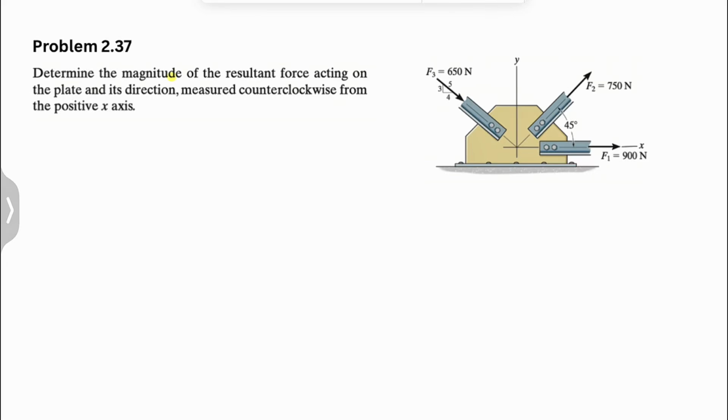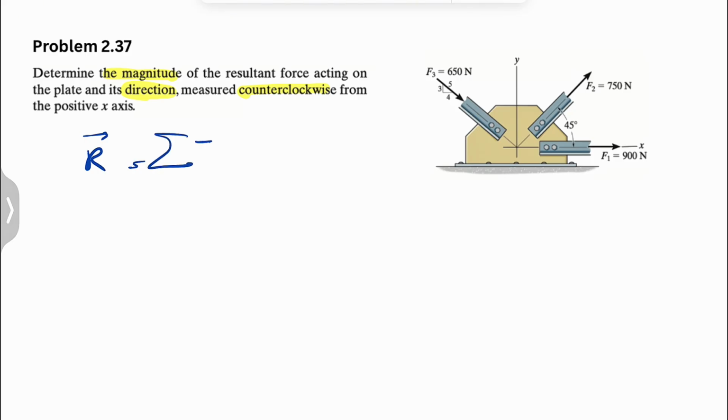Okay, so welcome back. I have the question from the second chapter of Engineering Mechanics by Hibbeler. We need to determine the magnitude of the resultant force acting on the plate and also its direction measured counterclockwise from the positive x-axis. So we have three different forces, and our resultant force, which we show with R at the end, is going to have one x component and one y component.